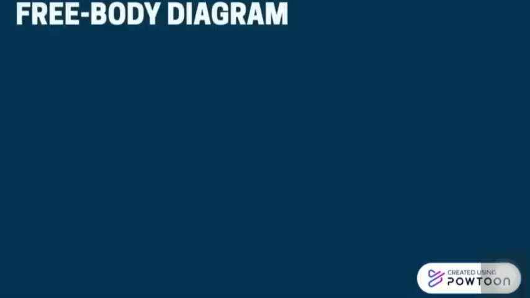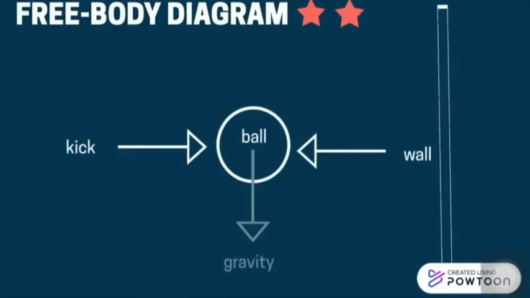A type of diagram that can be used to better understand the forces present in this scenario is a free body diagram. From this, we can see that gravity is present. It is pulling the ball down to the earth, but the force of the kick is stronger, causing the ball to go up. Then after hitting the wall, it slowly decelerates towards the earth due to gravity.